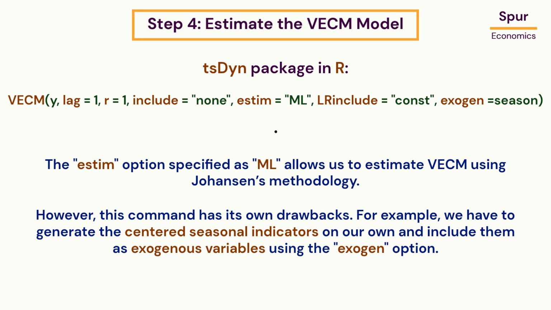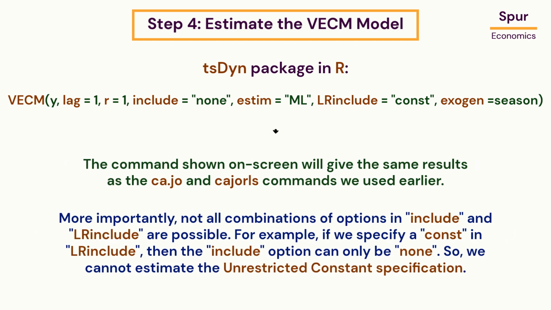However, this command has its own drawbacks. For example, we have to generate the centered seasonal indicators on our own and include them as exogenous variables using the exogen option. The command shown on screen will give the same results as the ca.jo and cajorls commands we used earlier. More importantly, not all combinations of options in include and LRinclude are possible. For example, if we specify a constant in LRinclude, then the include option can only be none. So, we cannot estimate the unrestricted constant specification.